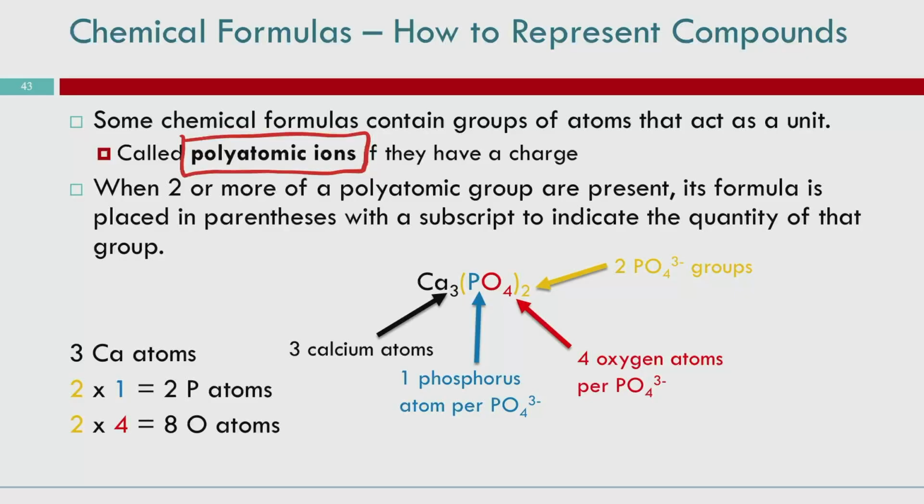So we can count up our total. We've got our 3 calcium atoms over on the bottom left, right? 3 calcium atoms. We've got the subscript of 2 outside our parentheses times the 1 phosphorus that we have inside. So 2 times 1 is 2 phosphorus atoms. We do the same thing for the oxygen, the 2 times 4. We have a total of 8 oxygen atoms.